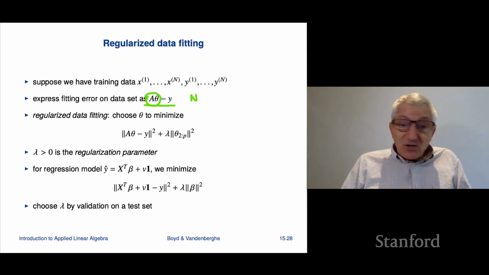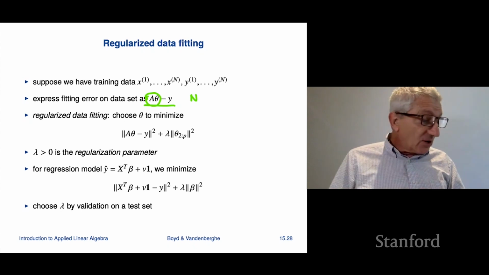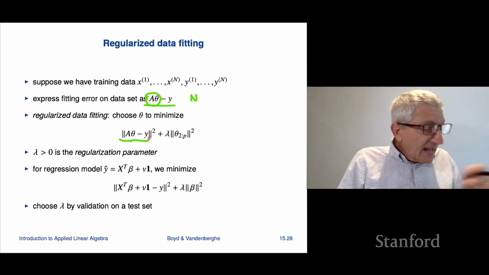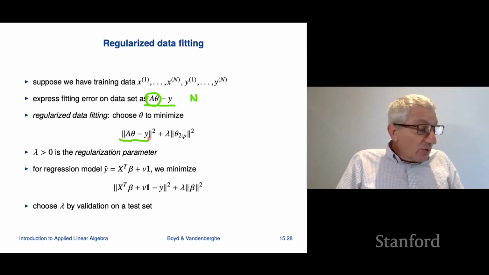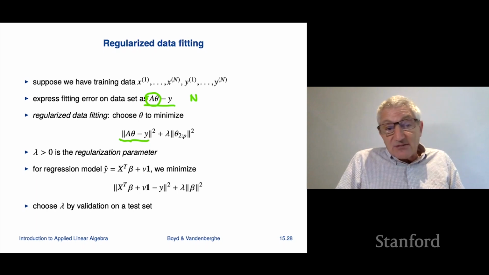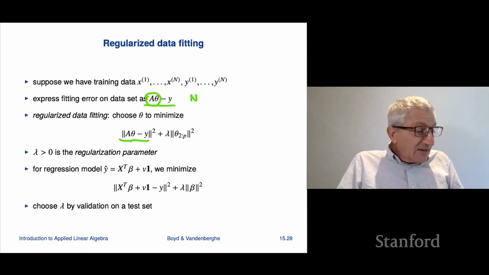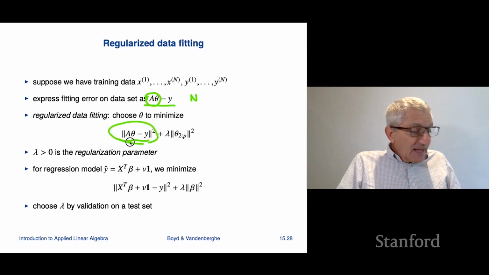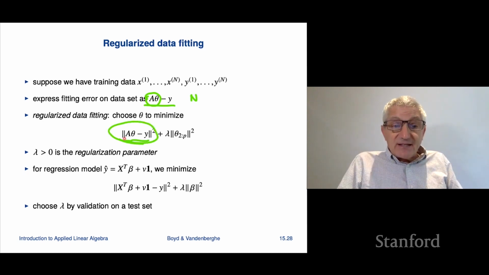All right, so regularized data fitting goes like this. The primary objective is the usual least squares objective. It's this, that's the sum of the squares of the prediction errors. So we obviously want that small. And in simple least squares data fitting, you simply make that small. That's what least squares data fitting is.